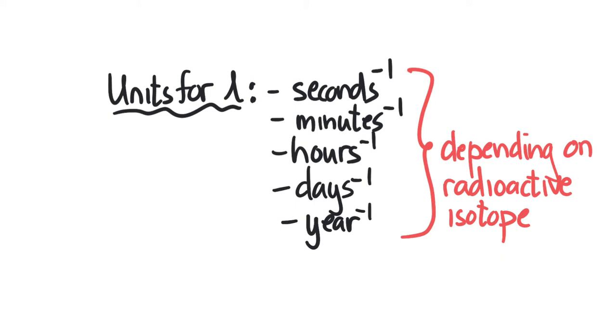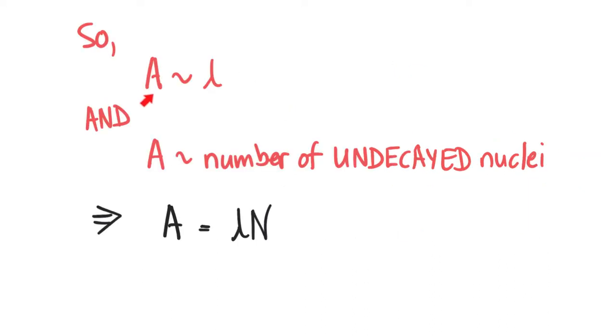So the unit for lambda, the decay constant, is either seconds to the -1, minutes to the -1, hours to the -1, days to the -1, or years to the -1, depending upon the radioactive isotope and how quickly it decays. So the activity is proportional to the decay constant. The higher the decay constant, in other words, the higher the probability of that type of nuclei decaying per unit time, obviously the higher the activity is going to be.